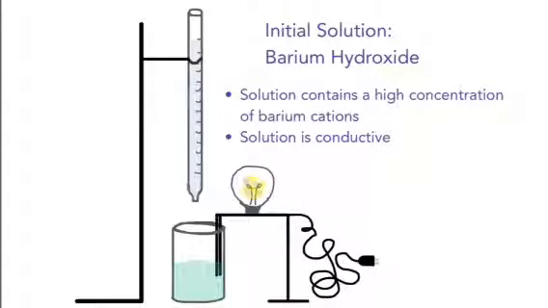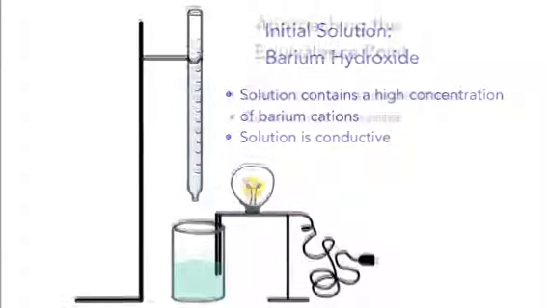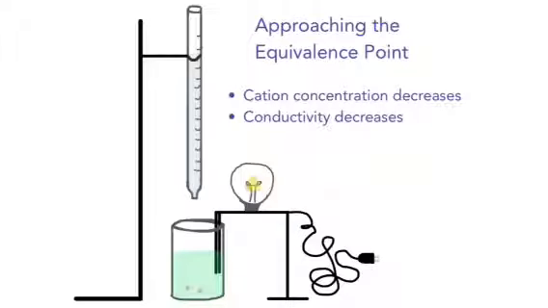Initially, the beaker contains barium cations which conduct electricity, lighting up the light bulb. As acid is added to the solution, the acid ions react with the barium hydroxide, precipitating barium sulfate and liquid water out of the solution. Because of this, the ion concentration decreases, as does the conductivity of the solution. Accordingly, the light bulb dims.